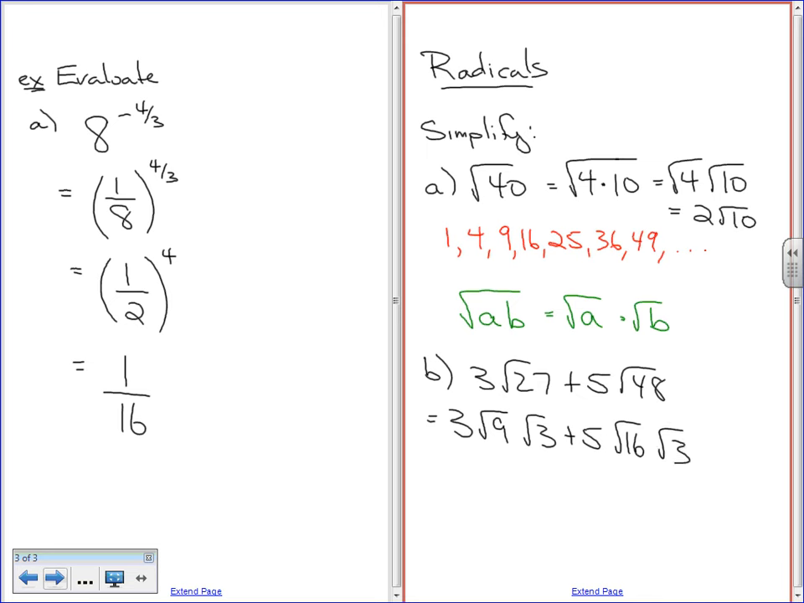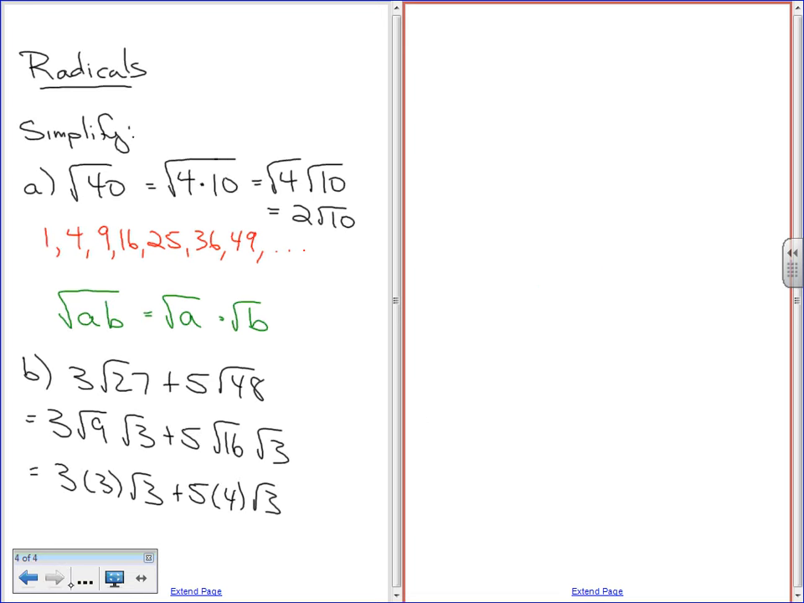Now I'm going to simplify. The square root of 9 is equal to 3. Root 3 is not a nice number, so we leave it as a radical. Square root of 16 is 4. Once again, root 3 is not a nice number, so we leave it as a radical. 3 times 3 is 9, so I have 9 root 3. And 5 times 4 is 20.